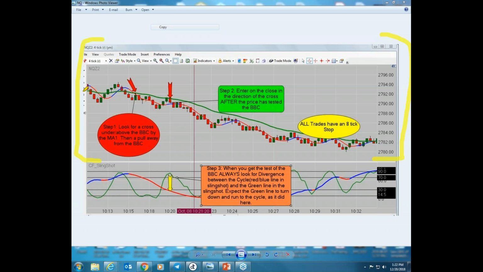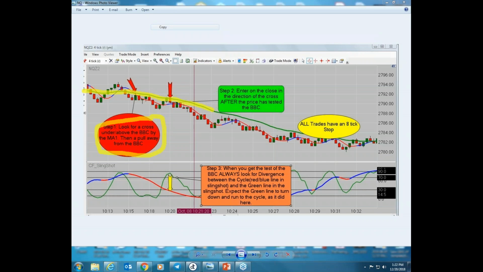So here we go. The red and blue line that you're seeing here is referred to as the MA1. The green line is the BBC, which is short for bullish and bearish cross. Together, that makes up step number 1.